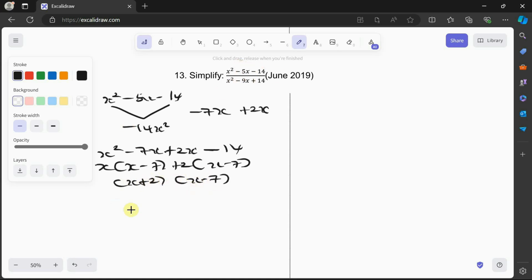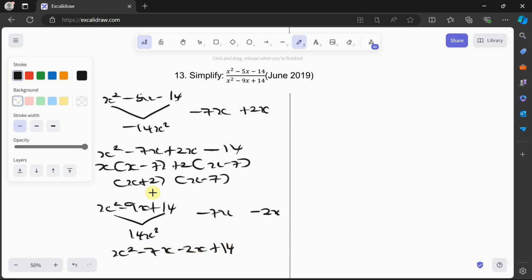Let's go to the lower part, which is x squared minus 9x plus 14. If I join, that will be 14x squared. 2 values that will be minus 7x and minus 2x. Then I'll replace. That will be x squared minus 7x minus 2x plus 14. Then I'll factor out. For the first guy, x is common. That will be x minus 7. And then for the last 2 guys, minus 2 is common. That will be x minus 7. So let's group now. That will be x minus 2, x minus 7.